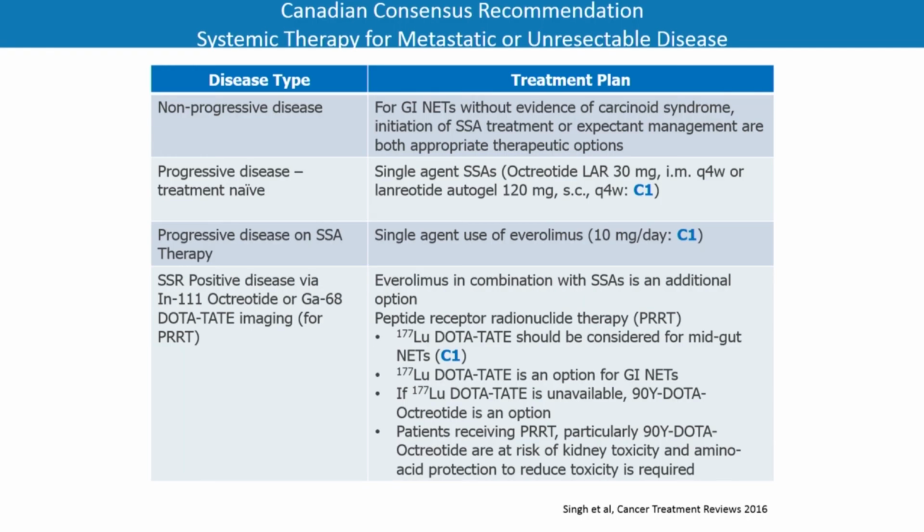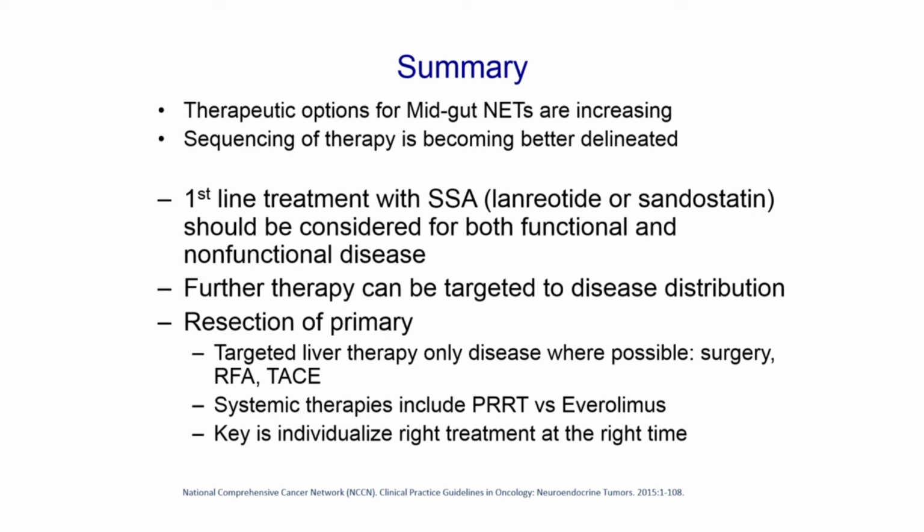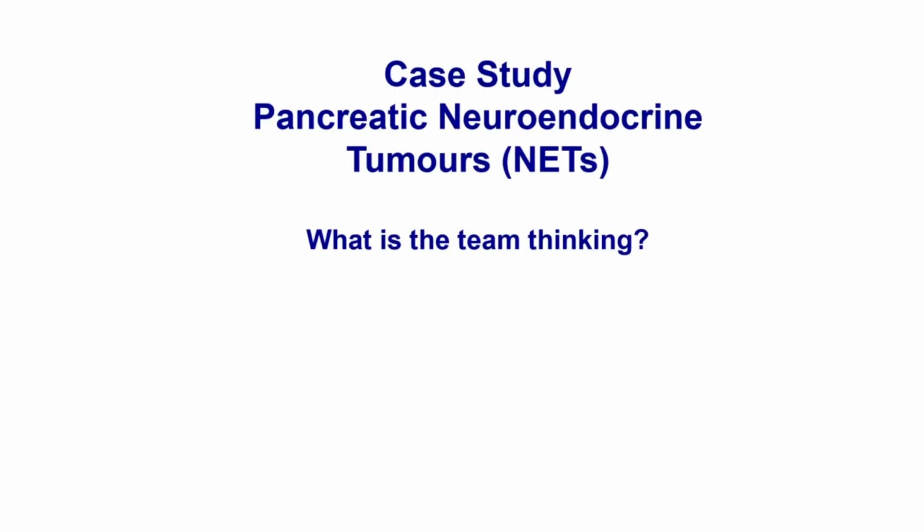All right, so a few questions here about systemic therapy, but we'll just move past that one there. So in summary, there's more therapeutic options for these midgut neuroendocrine tumors. Sequence of therapy is becoming better delineated. So of course, most would recommend first-line treatment with an SSA and further therapy that can be targeted towards the disease itself. But then there are other options with PRT and everolimus.